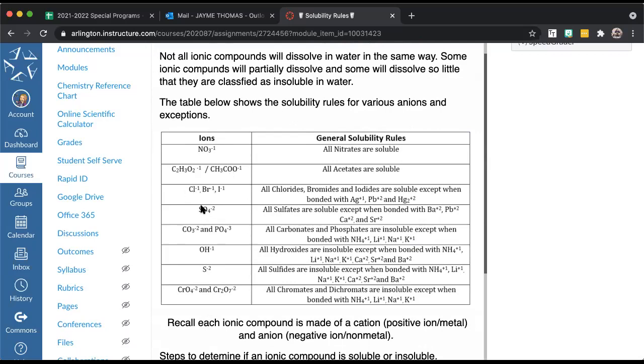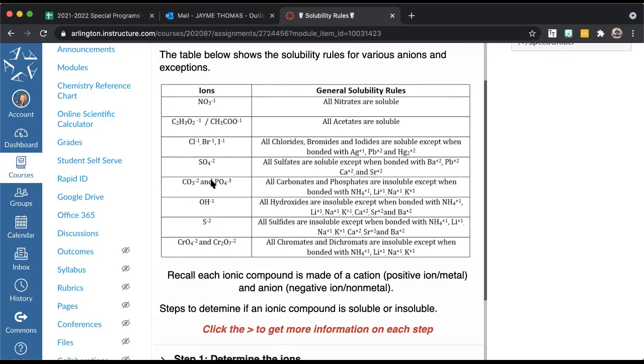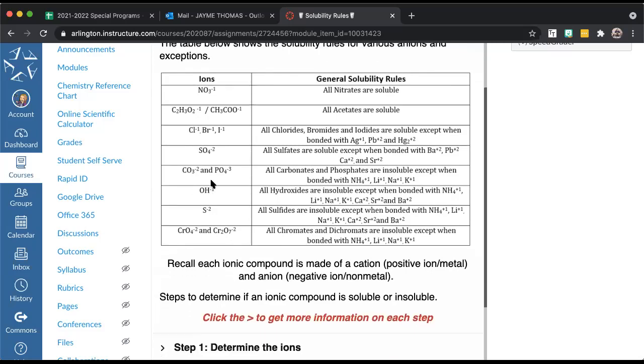Sulfate, SO4, is sulfate. Carbonate and phosphate, we group them together because their rule is the same. Hydroxide, and then chromate and dichromate are together because their rule is the same. So the way that you read this is you look at the compound formula that they give you and ask, what's the anion? What is the negative ion? And you find it on this list. And then you go over here to the right.